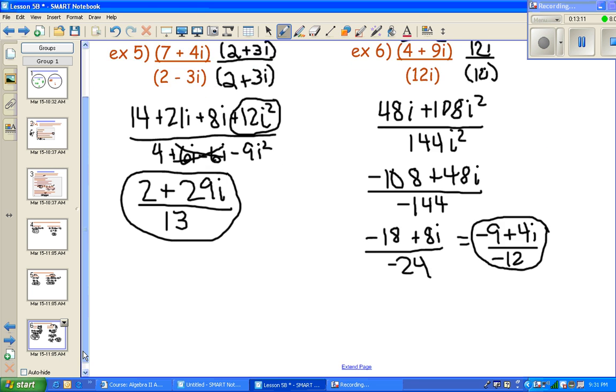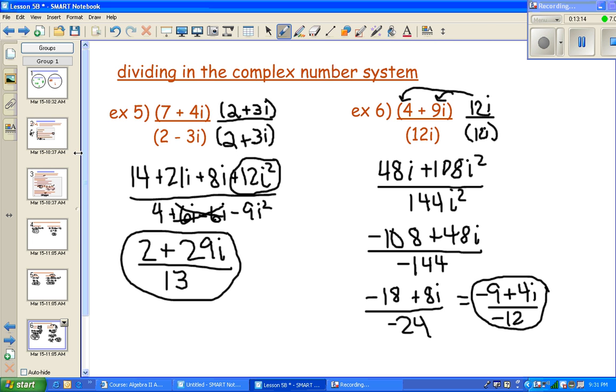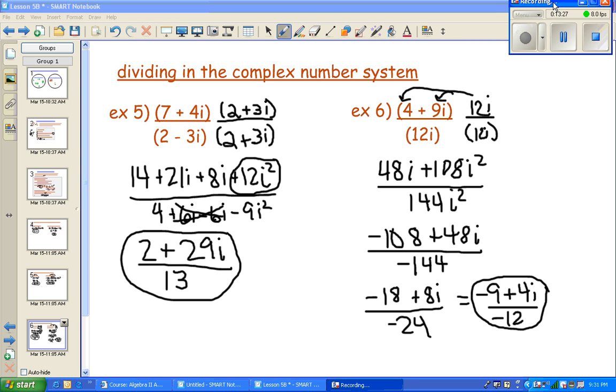That's working with complex numbers. You'll use this when we're doing the quadratics, because when you go to take the quadratic formula, you might be left with a negative radical, and you're going to bring i into your answer as well. So that's kind of why we're doing this now.